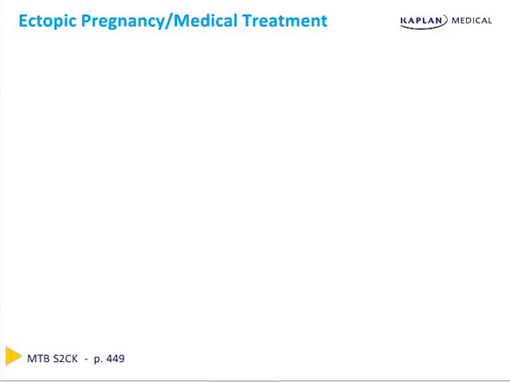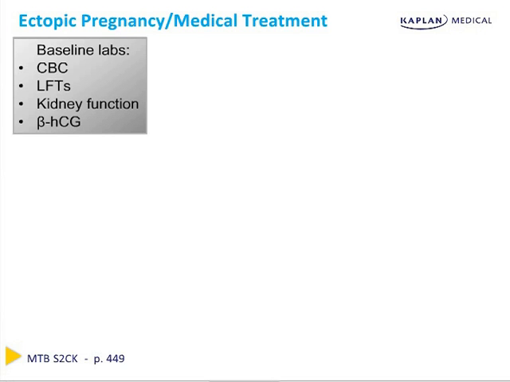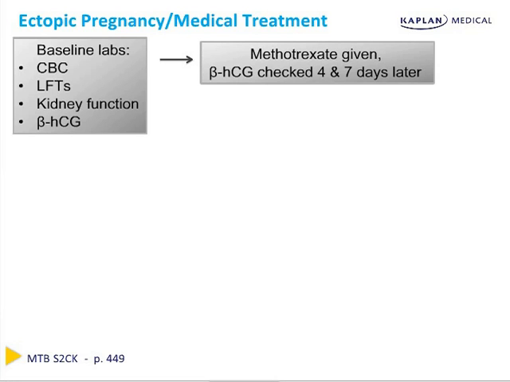If you're going to treat someone with medical therapy on the Step 2 exam, it's important to obtain baseline labs. A CBC ensures the patient is not too anemic for therapy. LFTs ensure there is no underlying liver disease, as side effects of methotrexate include hepatic toxicity. Kidney function tests are drawn as methotrexate is primarily excreted by the kidneys, and a baseline beta-HCG is obtained. Methotrexate is given, and the patient needs to return on days 4 and 7 for a beta-HCG level.